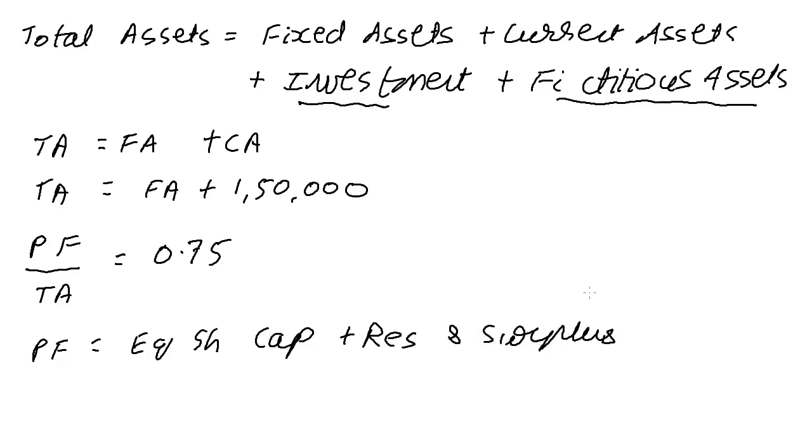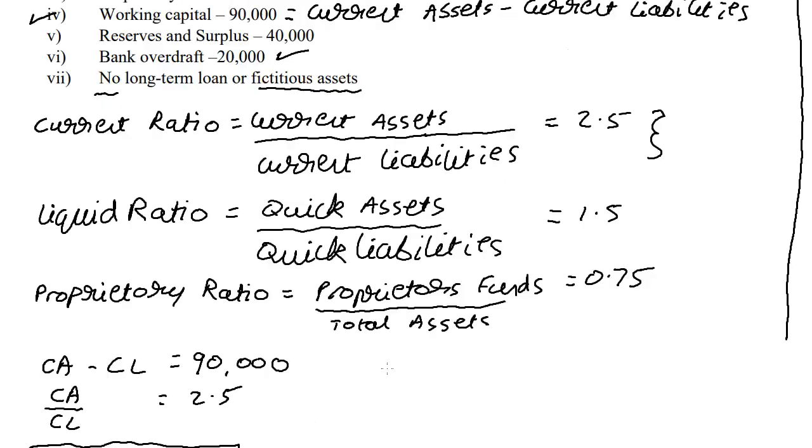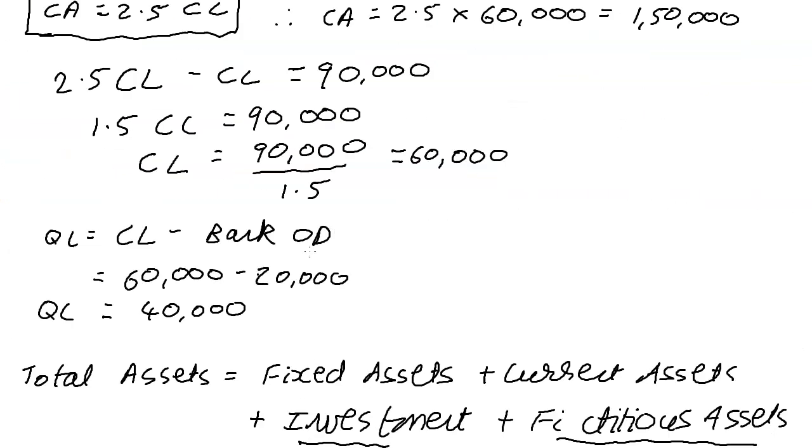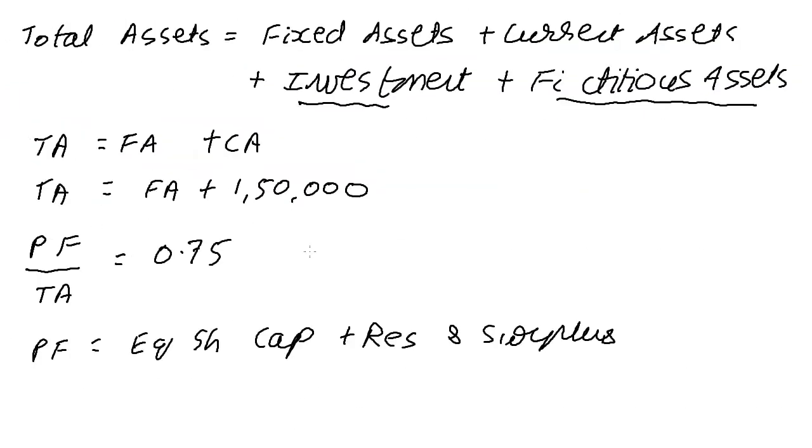Okay, and do we have equity share capital given to us? No, we don't, but we have reserves and surplus as 40. So within proprietors funds, we can say that it is equal to equity share capital, which we don't know, plus 40,000, which we do know. This is going to be a slightly tricky solution where we have proprietors funds with one unknown, and we have total assets with one unknown.